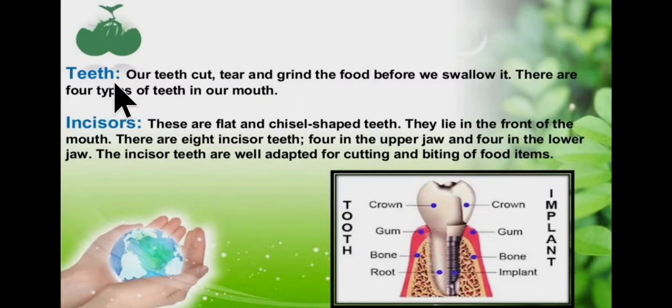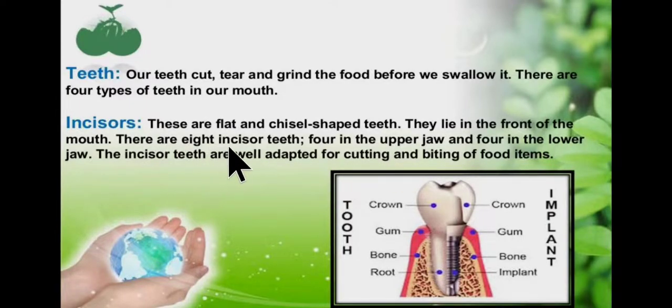Now teeth. Next come teeth. Our teeth cut, tear and grind the food before we swallow it. There are 4 types of teeth in our mouth. First is incisor. These are flat, chisel-shaped teeth. They lie in the front of the mouth.